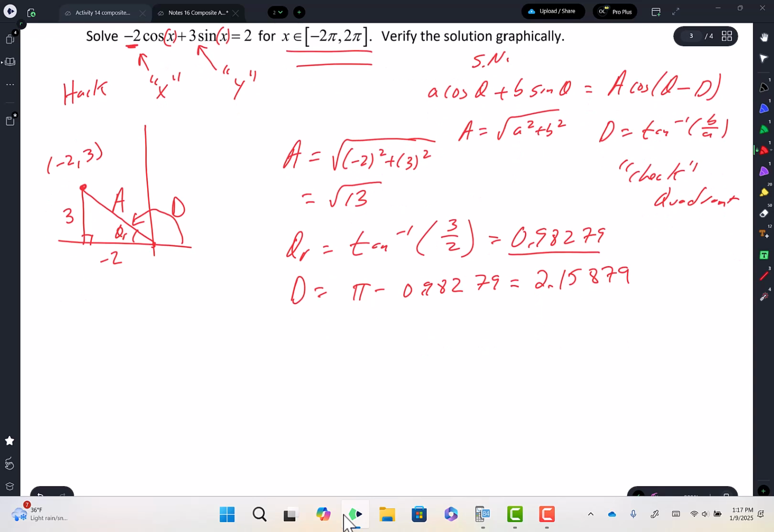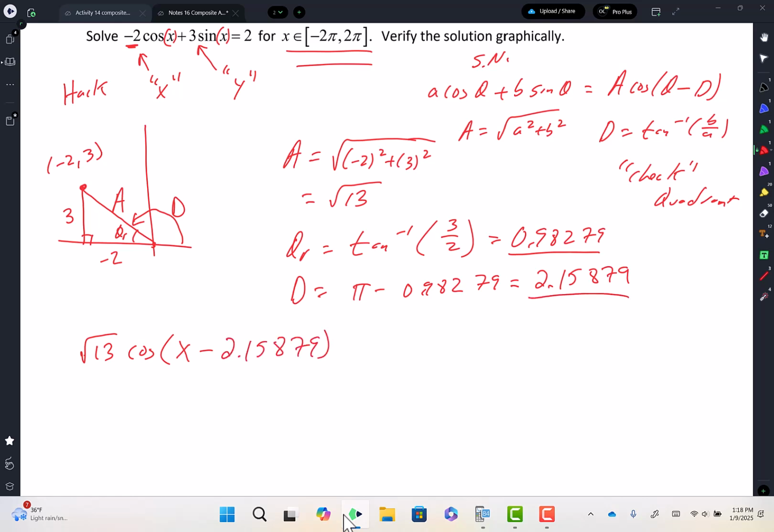All right, here's my equation, guys. We haven't even solved the answer yet. This is just to replace that so you can solve it algebraically. So here's my equation: square root of 13, that's my amplitude, cosine, parenthesis, and they use x instead of theta, so I'm going to use x. x minus 2.15879, close it, and that equals 2. That 2 is this 2.